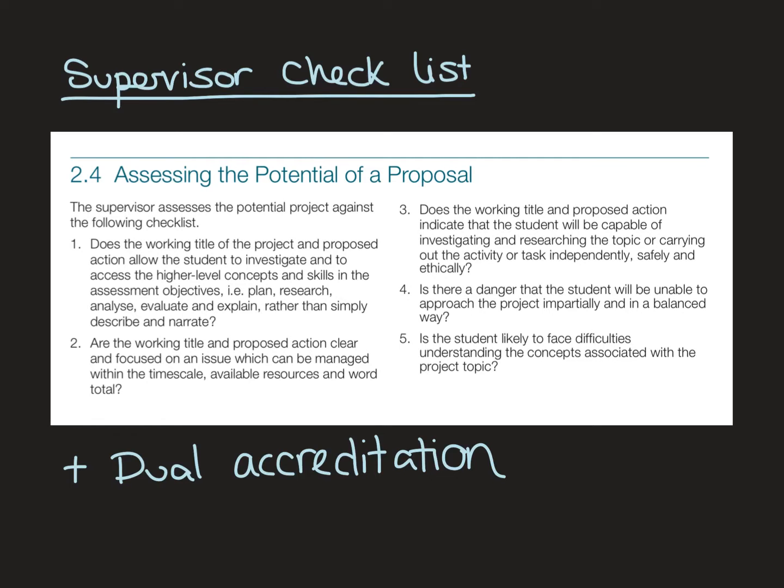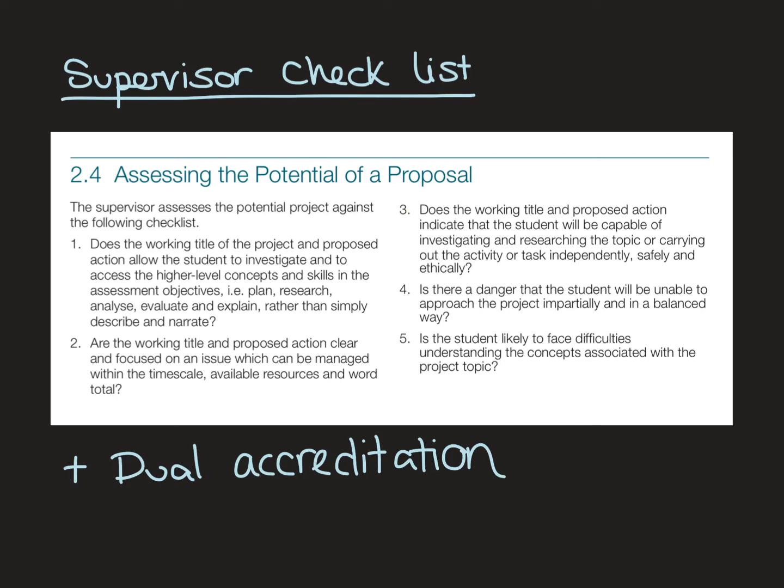Number 2, are the working title and proposed action clear and focused on an issue, which can be managed within the timescale, available resources and word total. Sometimes students come with very interesting questions and research proposals that will allow them to access all of the high level concepts, but they're just not feasible within the 90 hours, the 5,000 words that they have available, or they're not feasible because they do not have access to the resources that they need to complete that research. So this one tends to be one that we have to flag up quite a lot, so do be aware of that one.